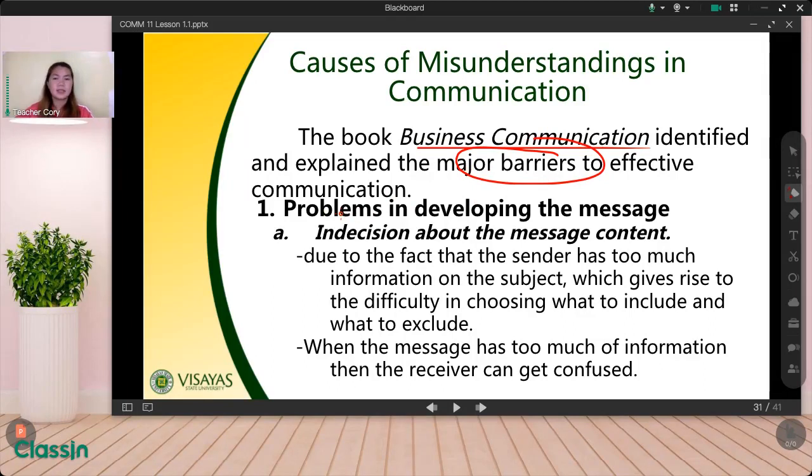What are they? So let's have this. The first one, problems in developing the message. The first one is indecision about the message content. So here, what is this about? Due to the fact that the sender has too much information on the subject, which gives rise to difficulty in choosing what to include and what to exclude. So, there are already too many.